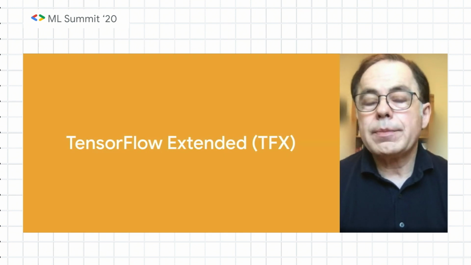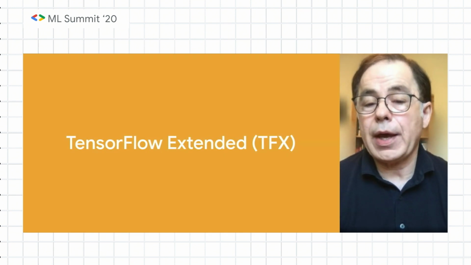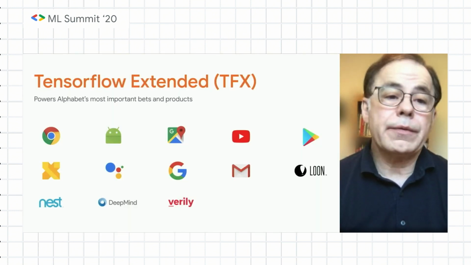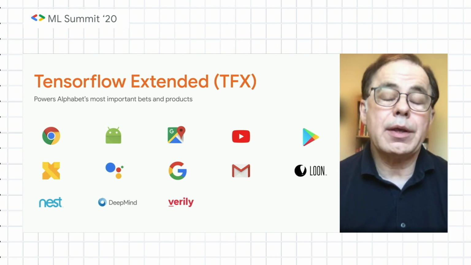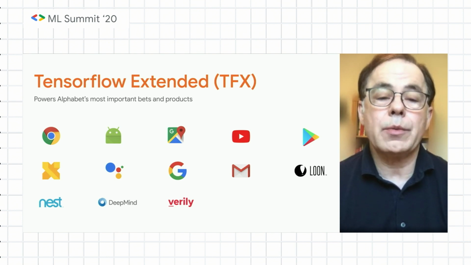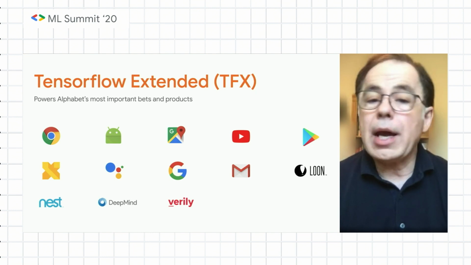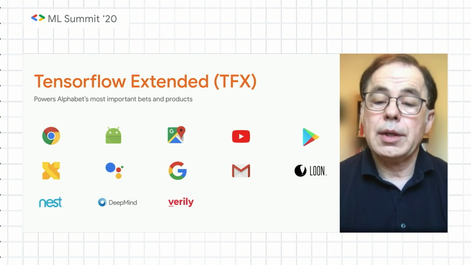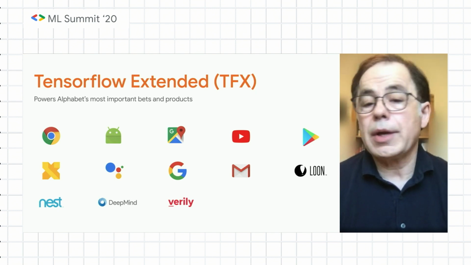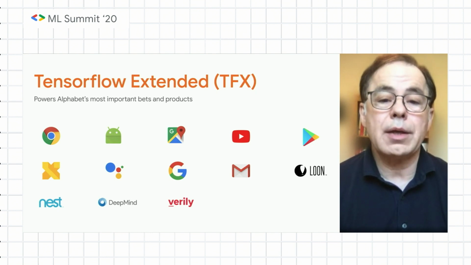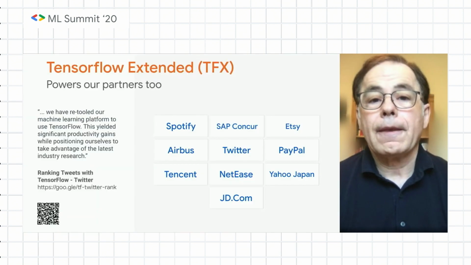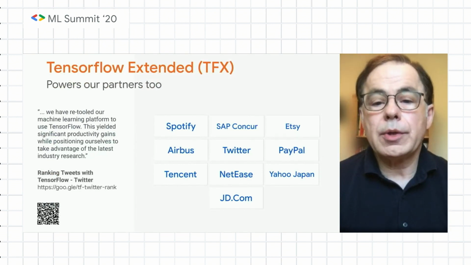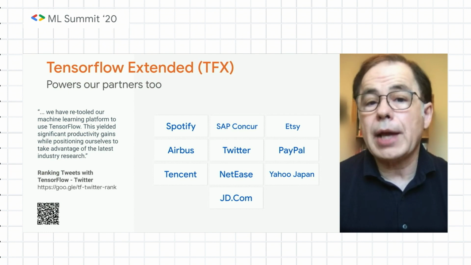Well, Google's answer has been TensorFlow Extended, or TFX. Google uses TFX all over Alphabet for the majority of the ML applications that we put into production. And now we make it available as an open source platform for you to use as well. So you probably recognize some of the icons here. It's all over the Google and Alphabet applications. And our partners as well. So many of our partners, since we open sourced it, have adopted TFX as their platform as well.